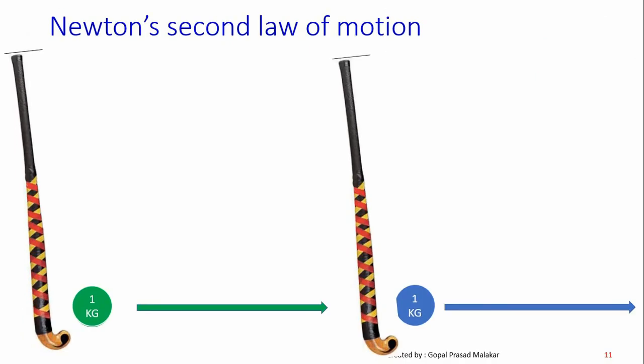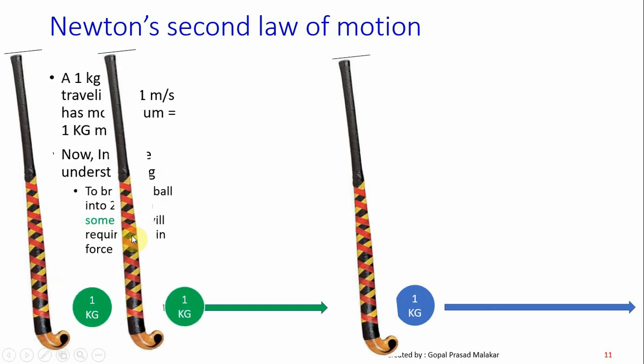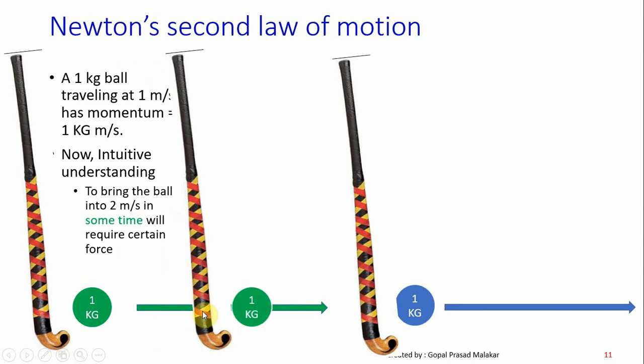Let's understand one more thing. A 1 kg ball traveling at 1 meter per second, again the same situation, and you can run with a hockey stick for some time and bring it to 2 meter per second speed, which will require a certain force. But what if I say that you cannot run with it for that much time?